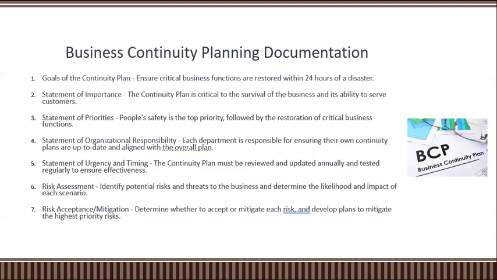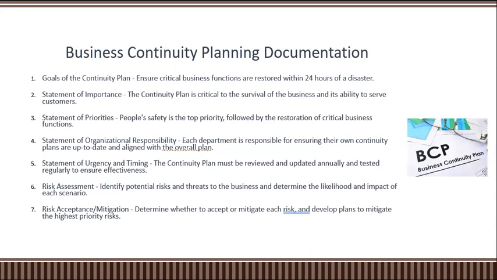And the statement of priorities. People's safety is the top priority, followed by restoration of critical business functions. Fourth is the statement of organizational responsibility. Each department is responsible for ensuring their own continuity plans are up to date and align with the overall plan. Fifth is the statement of urgency and timing. The continuity plan must be reviewed and updated annually and tested regularly to ensure effectiveness.